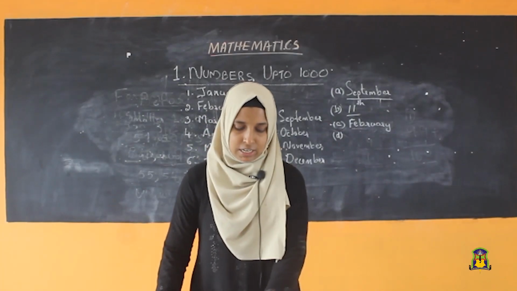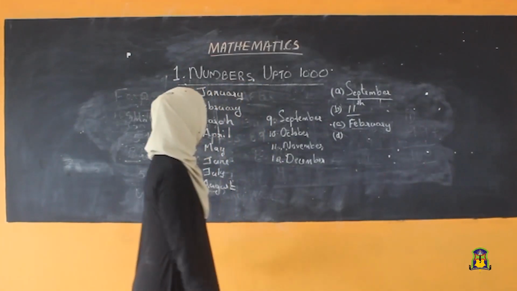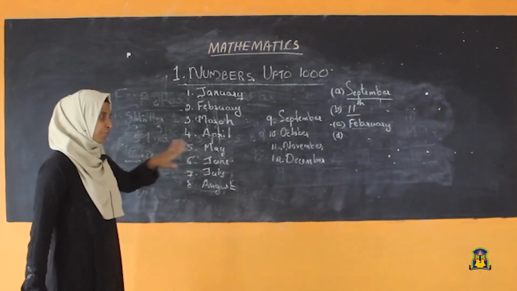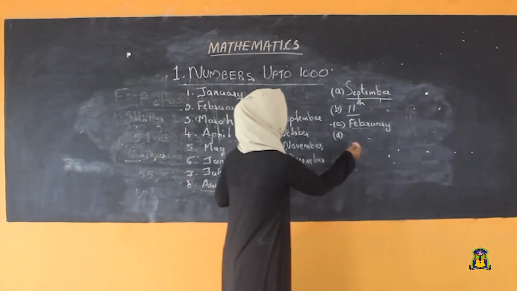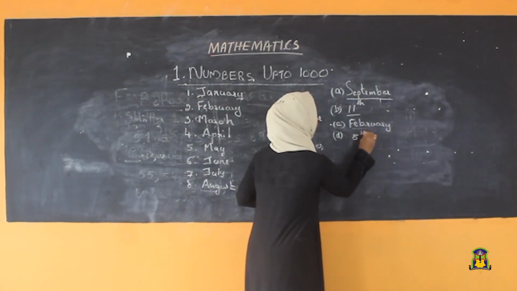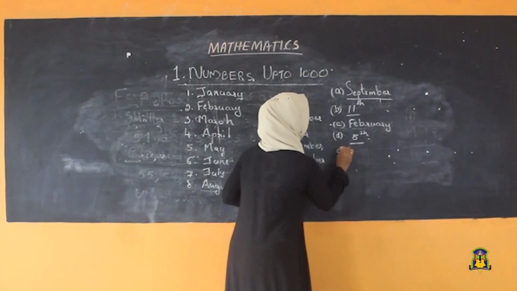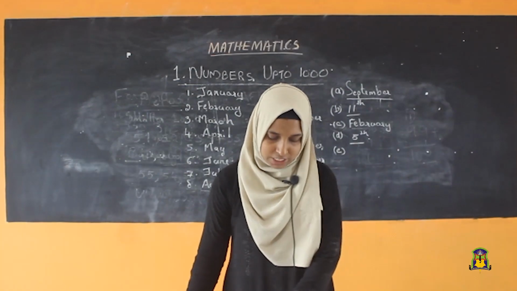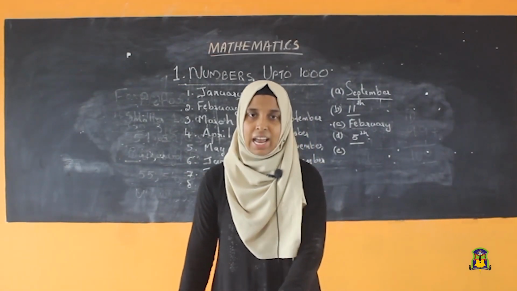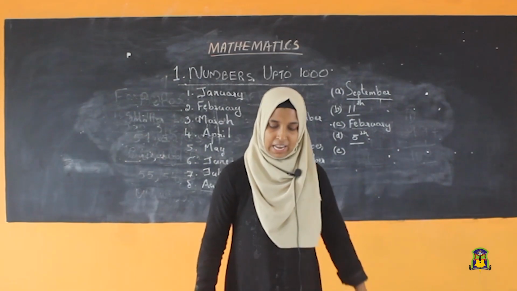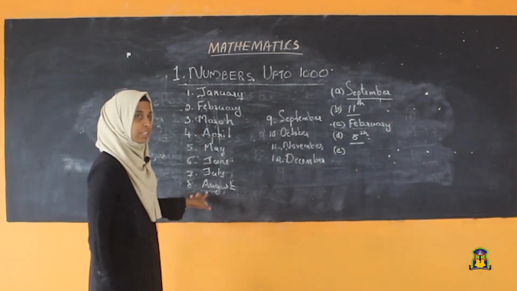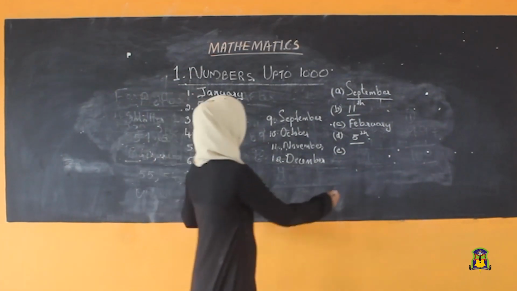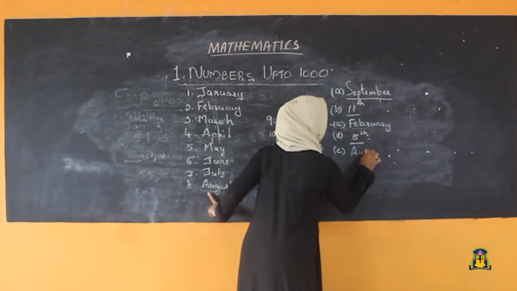Okay, next one. May is the dash month. May is the fifth month. Right children? May is the fifth month. Okay children, look into the next question. Dash is the eighth month. Which is the eighth month? August. August is the eighth month. So write there children, August.